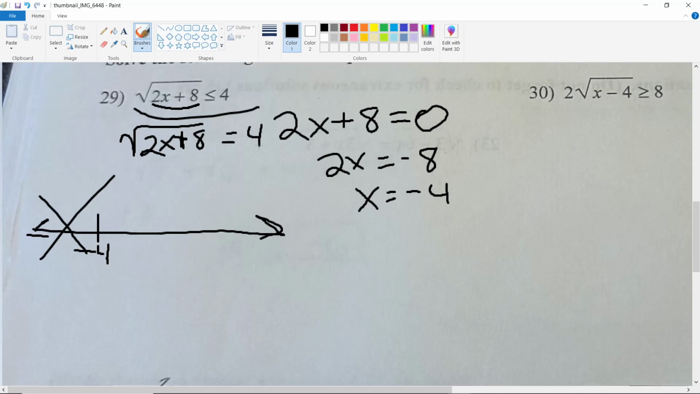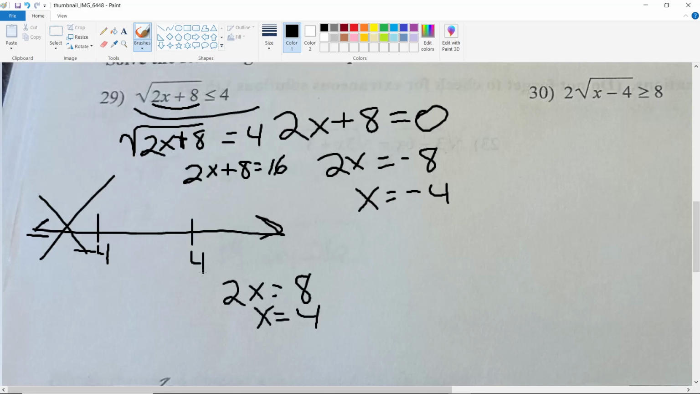And I'm going to solve this. I've isolated the square root already, so I'll square both sides. 2x plus 8 equals 16. 2x equals 16 minus 8 is 8. X equals 4. Now I'm going to check to the left and right of this to see which one is the interval that has the solutions. Since it was originally less than or equal to, it gets a dark circle, a closed circle. If it was just less than or greater than, open circle.